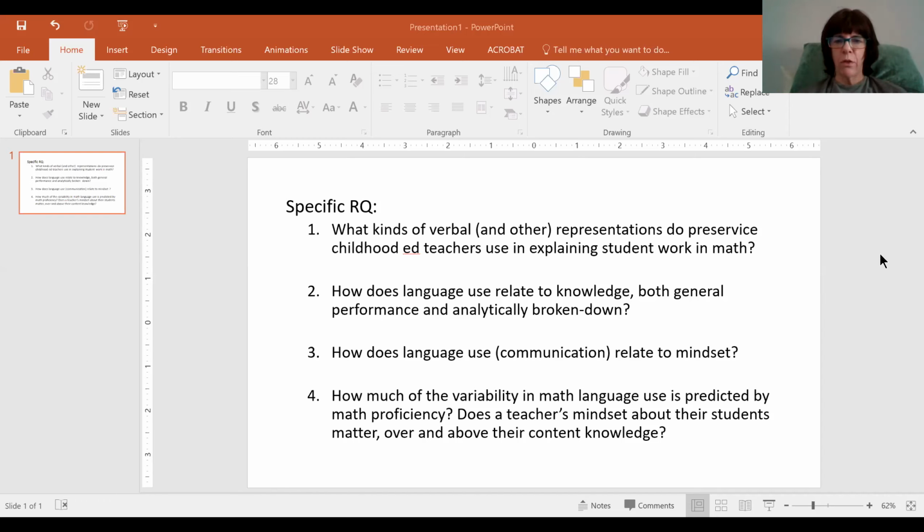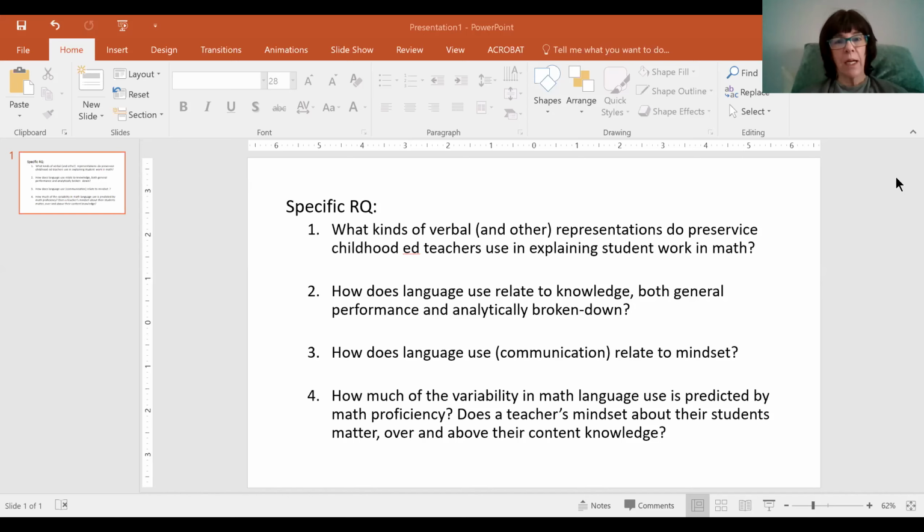And the fourth variable we will look at is mindset. And this is particularly teacher mindset about students. Most mindset measurement is about their own mindset. These are teachers thinking about whether abilities are growth-oriented or fixed among their students. So we have 4 research questions for that.